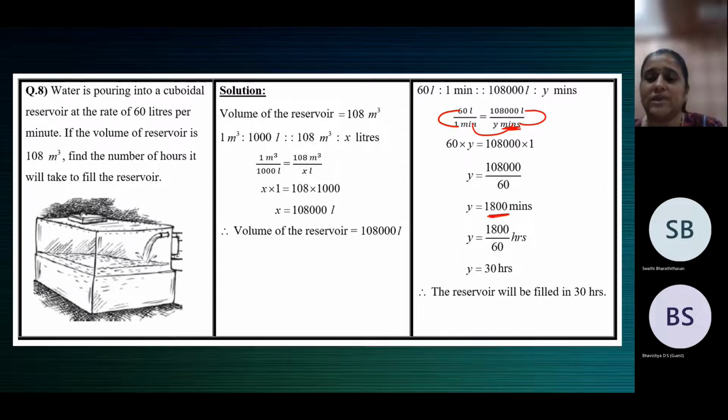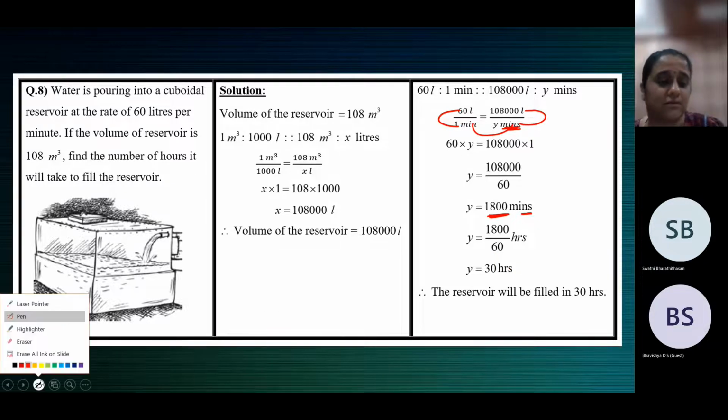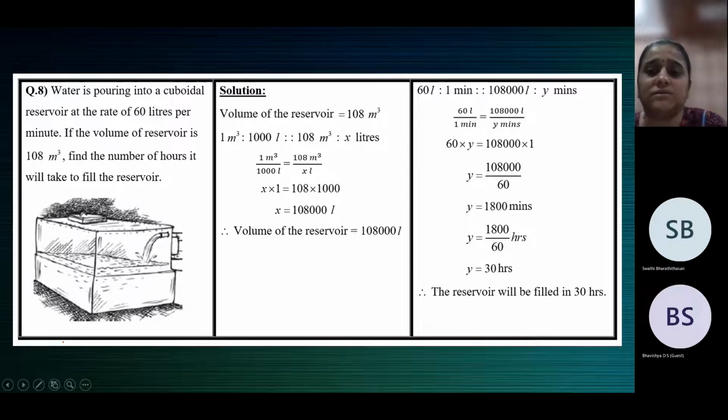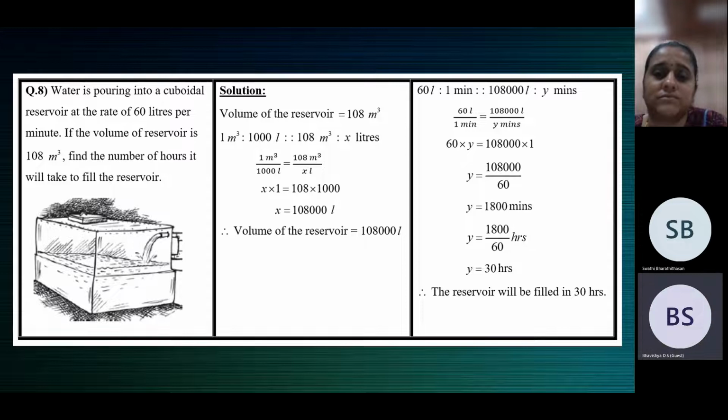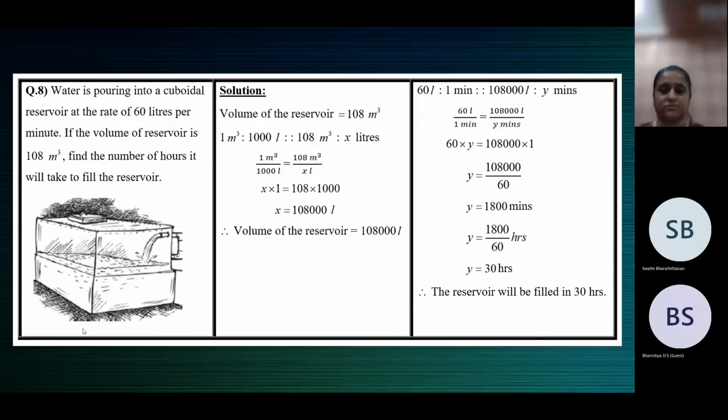So 1,800 minutes. How do you convert that to hours? You should divide by 60. Divide by 60, so you get 30 hours. So the reservoir will be filled in 30 hours. Isn't it simple, children? Yes, ma'am.